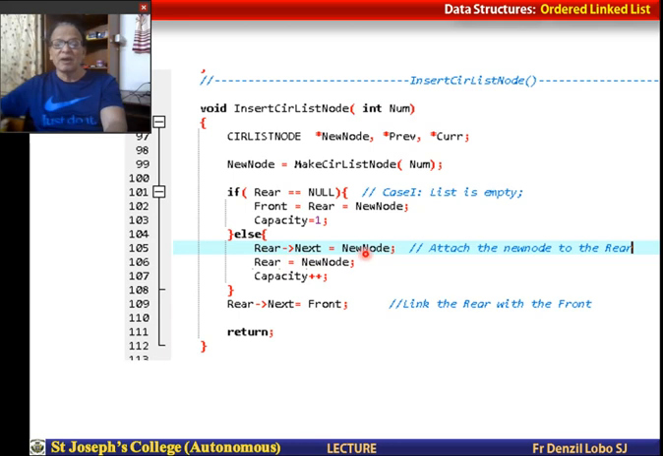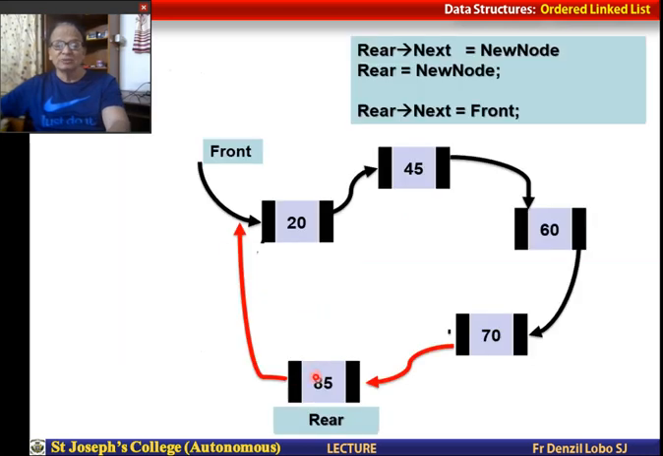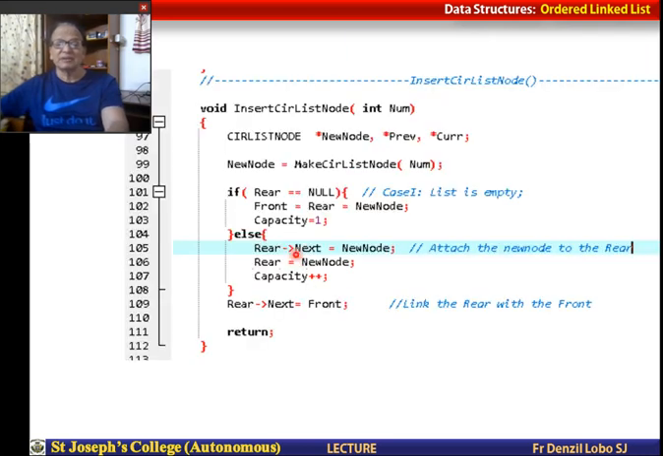You create a new node, you attach it to rear next as I showed you just now, then make that new node the rear and increment the capacity because you have added one extra node. And once you have added that extra node, you link that rear to the front. Therefore, assign the address of front to rear next, as I've shown you here. So rear next becomes the front. So that is what is done here. This is the function to insert a circular list node.